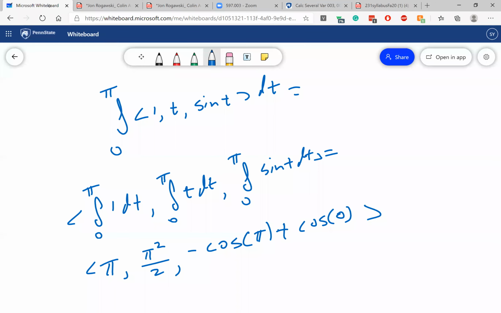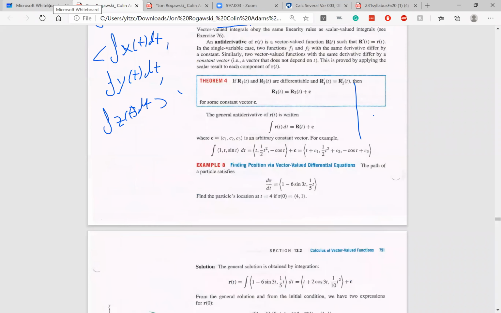Yeah, anyway, we need constants here, so plus some constant. But in our case, we don't have that if we didn't have the bounds. Okay, anyway. Now they're asking us to find the position of the particle with this derivative, its location at time t equal to 4. If it's time 0, it's at (4, 1).